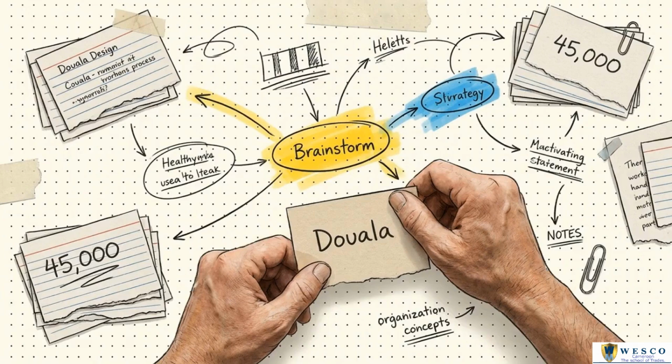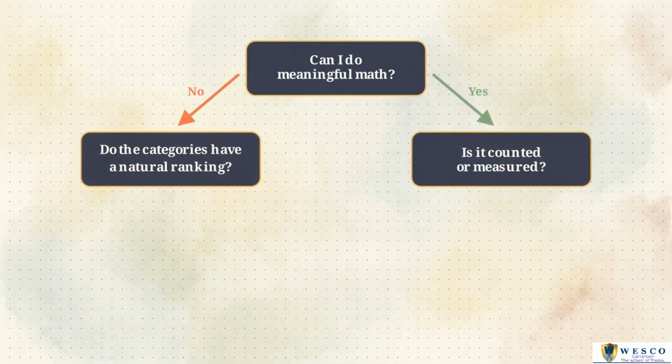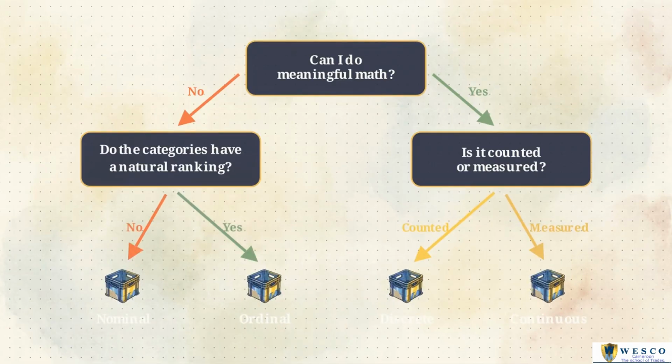To avoid those traps, analysts use a strict interrogation protocol on every new dataset they receive. This flowchart maps out three sequential questions. First, can I do meaningful math on it? Second, is it counted or measured? Third, do the categories have a natural ranking? Following these yes or no pathways forces any variable to reveal its true type.